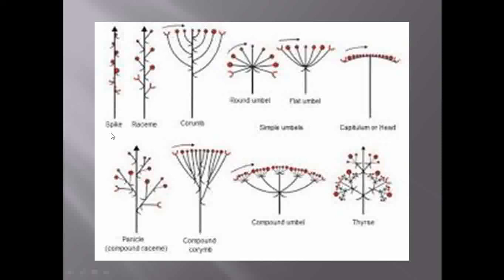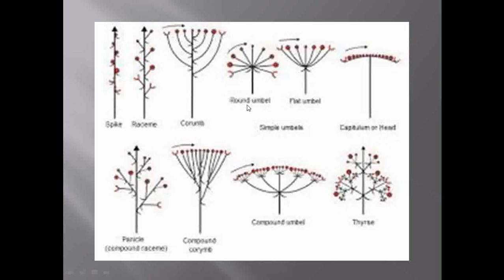See here, this is the racemose type of inflorescence. If you observe here, these are the young flowers at the apex and the older flowers at the base. Then the spike type of inflorescence: see here, these red ones are the flowers, but they are sessile. Then this is the corymbose type of inflorescence. See that this is the peduncle, and each flower originates from a different axis. So the axis is different, and that is called a corymbose type of inflorescence.